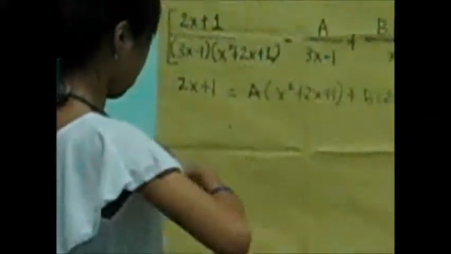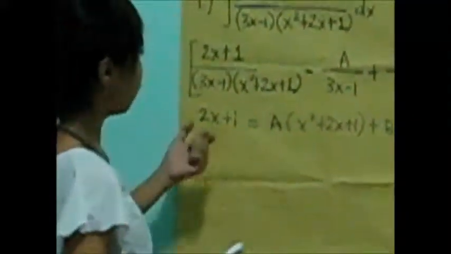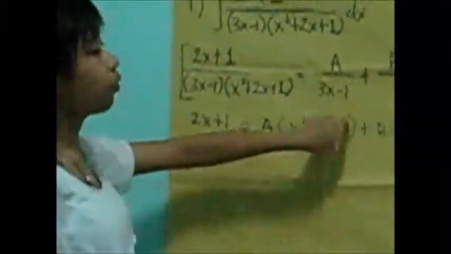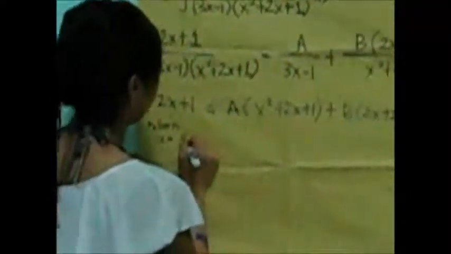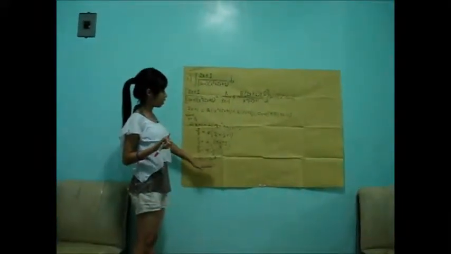Okay. We let 3x - 1 equal to 0, so x will be 1/3. When x is equal to 1/3, A will be 15 over 16. Now we get the value of A, 15 over 16.